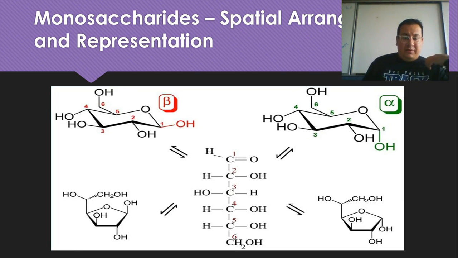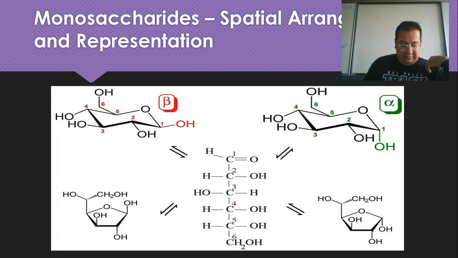Once again, spatial arrangement and representation. Here we have different ways you'll see glucose. You'll see this structure sometimes, you'll see the ring structure, or you'll see the linear version. They all have 6 carbon sugars. Okay.